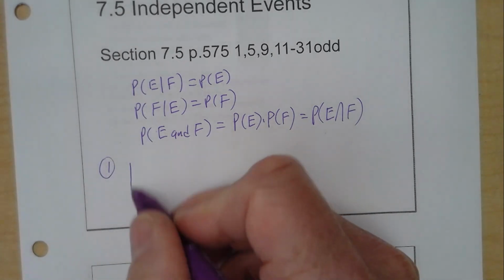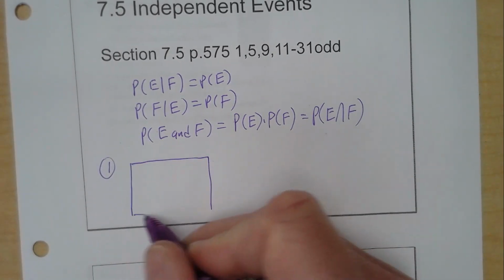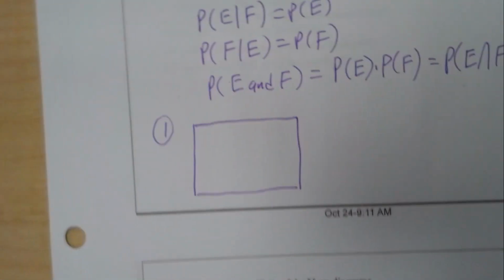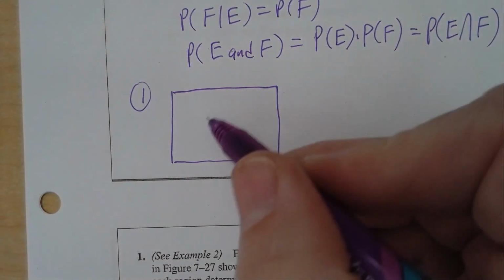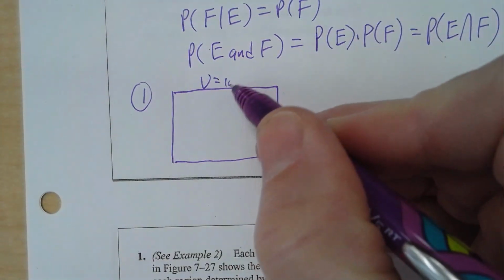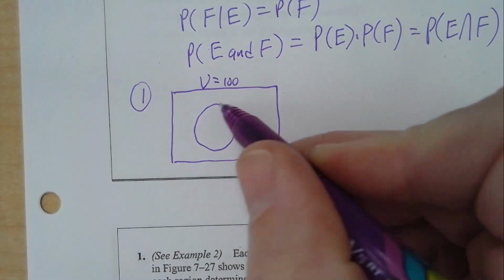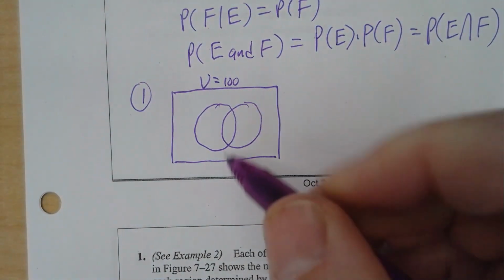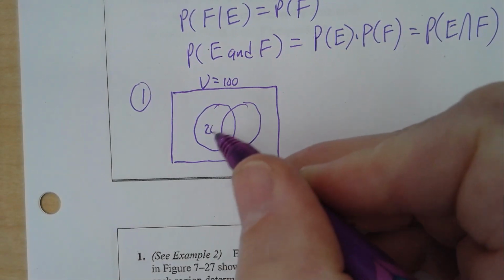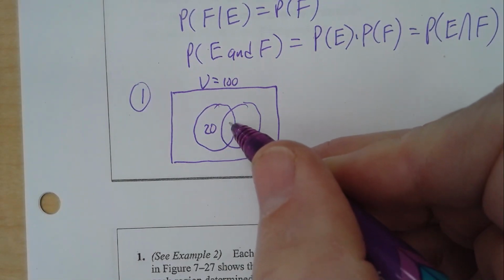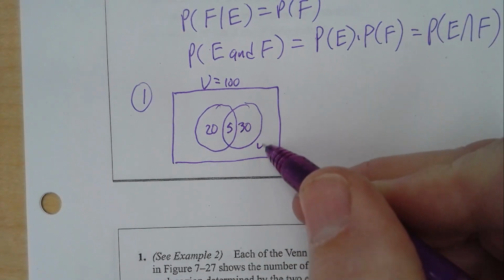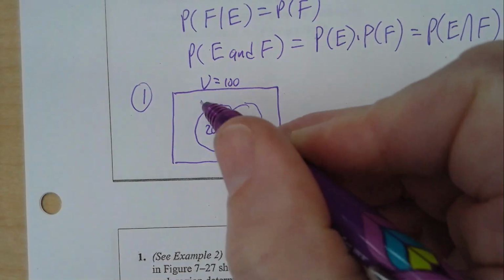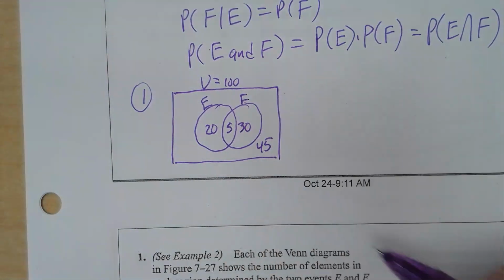So in the first Venn diagram, I'm going to zoom in here so that you can see it better. Refocus. Okay, so in the first diagram, the universe is 100. Here's the first circle, and here's the second circle. There's 20 here, there's 5 here, there is 30 here. That totals 55, which means there's 45 out here. This is event E, this is event F.